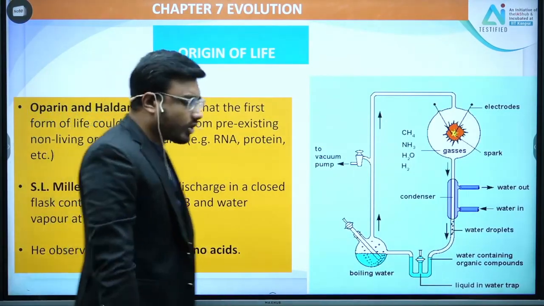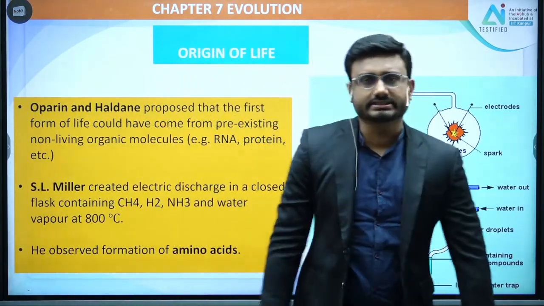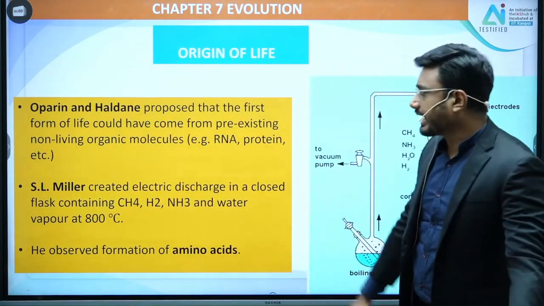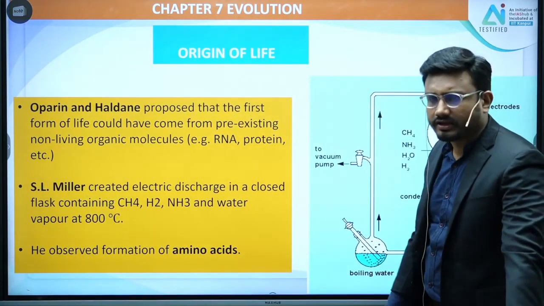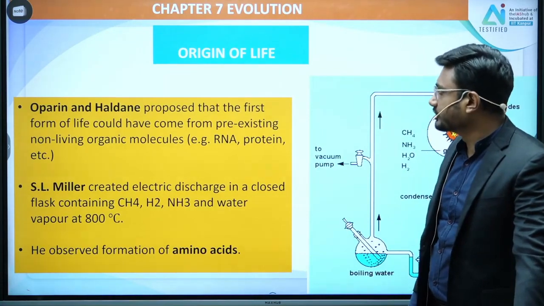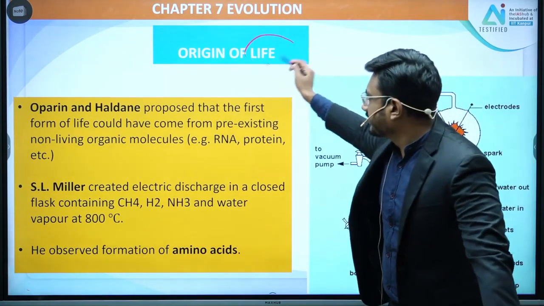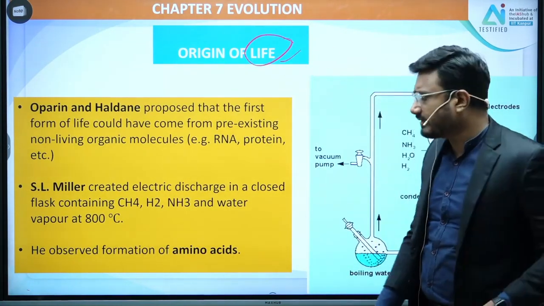So we have discussed all the important concepts from chapter 6. Now we are going to focus on the important concepts of chapter 7, that is evolution. First we will be discussing the origin of life.